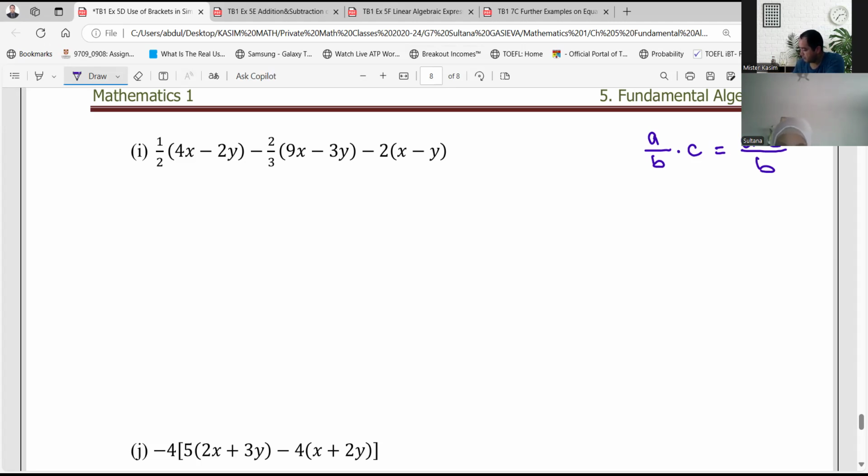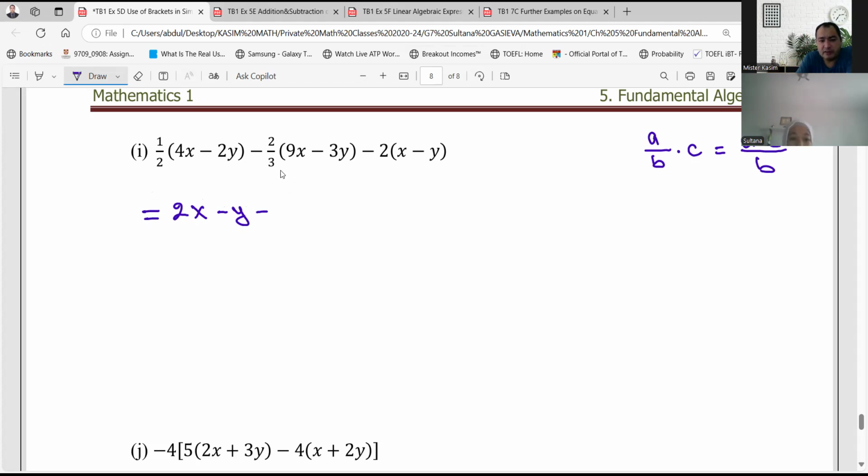It's negative 6 plus 3y. Very good. That's correct. 1 over 2 times 4x is 2x, right? 1 over 2 times 2 is just 1. So here we have negative y. Done. Minus, because minus positive is minus.